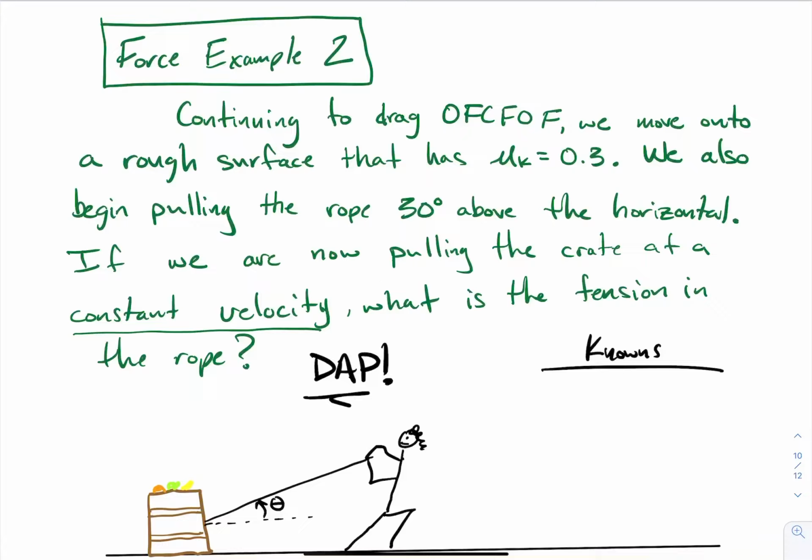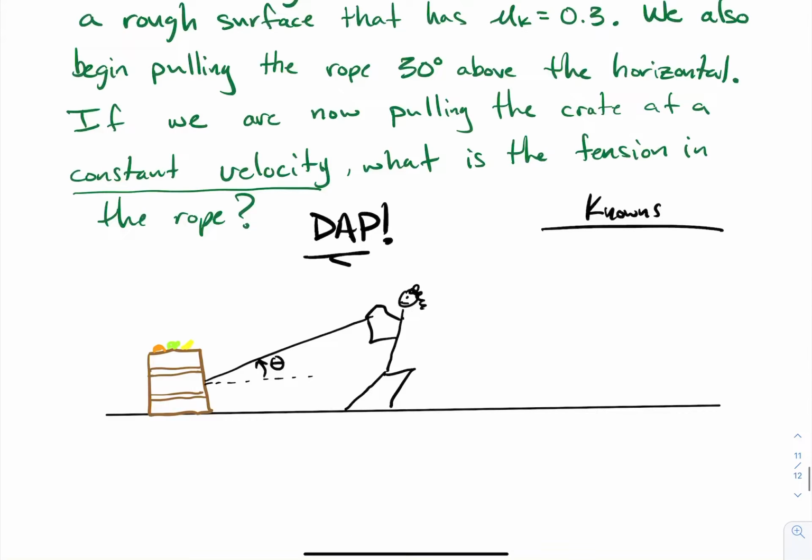above the horizontal. If we are now pulling the crate at a constant velocity, what is the tension in the rope? So we're looking to determine the tension in the rope. I started the picture for us. We can put our knowns and unknowns.